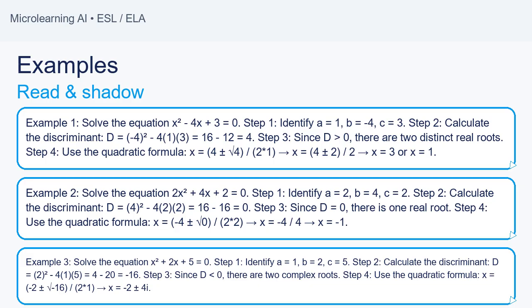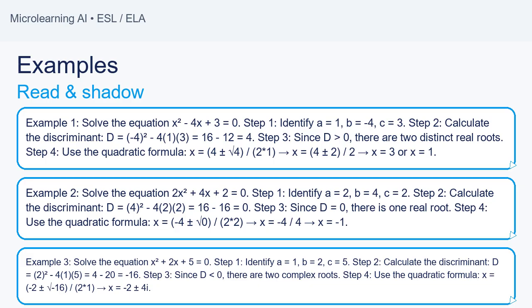Example 3. Solve the equation x squared plus 2x plus 5 equals 0. Step 1. Identify a equals 1, b equals 2, c equals 5. Step 2. Calculate the discriminant. D equals 2 squared minus 4 times 1 times 5 equals negative 16. Step 3. Since D is less than 0, there are two complex roots.